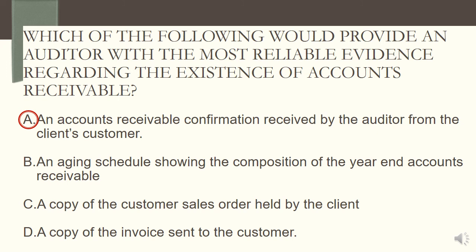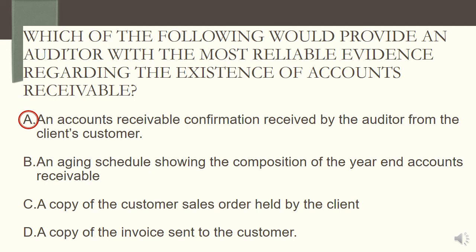So, like I said, this has to do with two things. It has to do with the reliability of evidence as well as the relevant assertions. What are you proving when you're proving existence? You're proving that a transaction did actually happen. So, item B, if the auditor prepared the aging schedule, then that would be reliable evidence because the auditor was able to take the documents and the system information and reproduce what the client said. But we're looking for existence, which has to do with does the transaction exist?